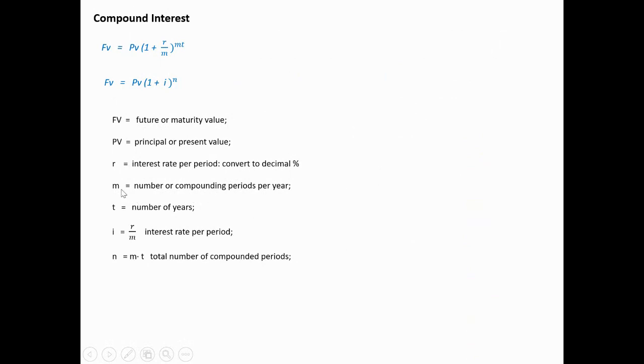And right now I want to show you a table of what the M stands for in every problem. There's a specific word that tells you the value for M. The T is time in years, and the I is the interest rate per period, which is R divided by M. And the N is the total number of payments, or the total number of compounded periods.